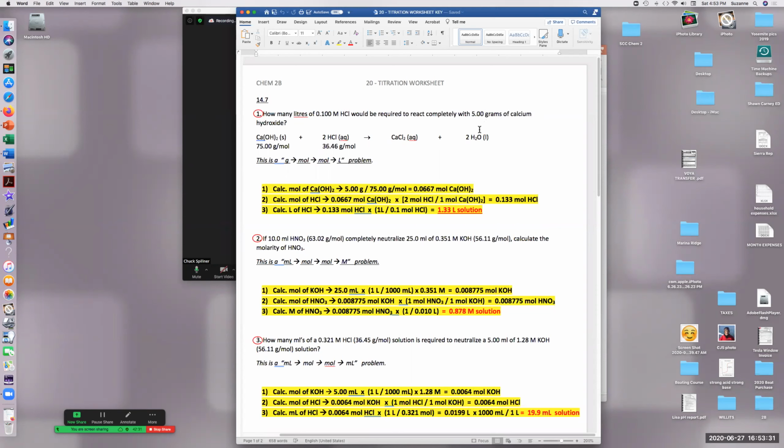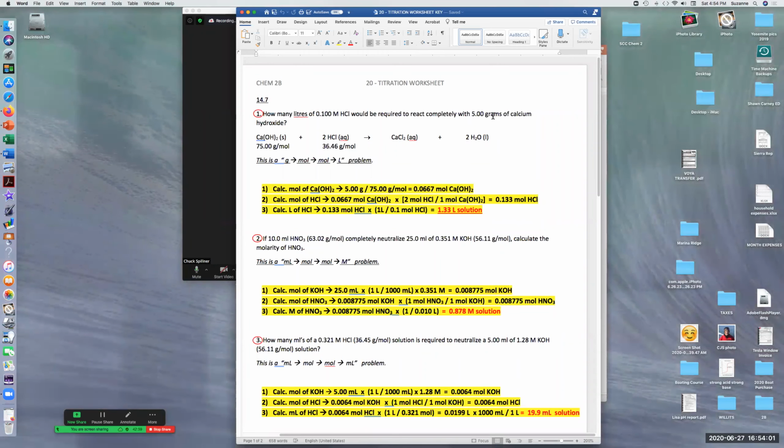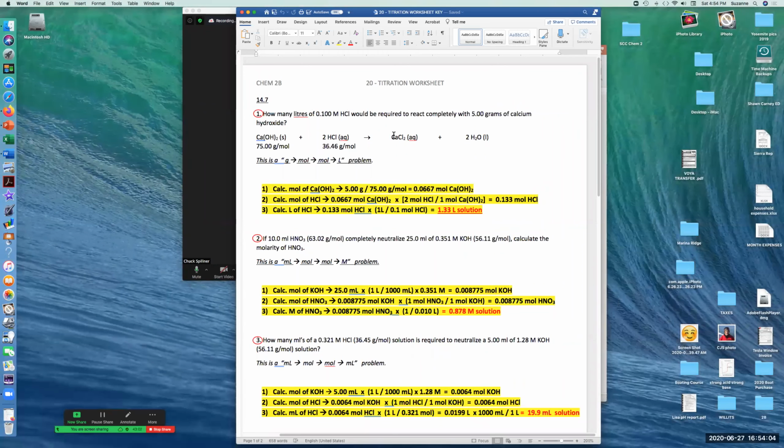So what you would do is you take 5 grams of calcium hydroxide, you'd add some water to it to dissolve it, and then you would titrate it with 0.1 molar HCl. Now the titrant is a substance that goes into the buret. So there isn't an unknown concentration here. Remember, the analyte is usually what's unknown. What we want to know is how many liters or milliliters, in this case it asks for liters, of HCl would be needed to react completely or neutralize 5 grams of this strong base.